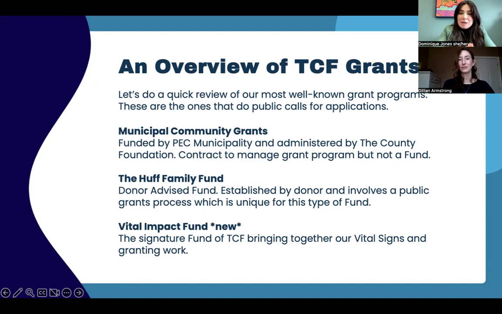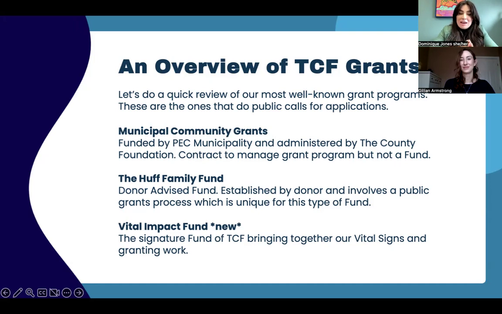And then we have the Huff Family Fund, which is one that we've been running for a number of years. This is one of our donor advised funds, and we'll talk a little bit more about that in a moment. This is where a fund has been established by the donor. It involves a public grants process, so that's the call for applications that I mentioned. It's a little bit unique for this fund, but it makes sense because of the size of the gift. The Huffs, for example, are looking to give out $250,000 a year. And for that amount of granting, we're looking for applications to assess.